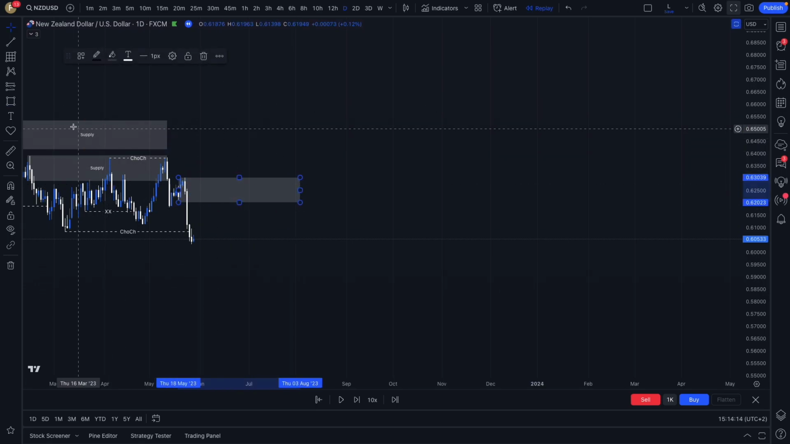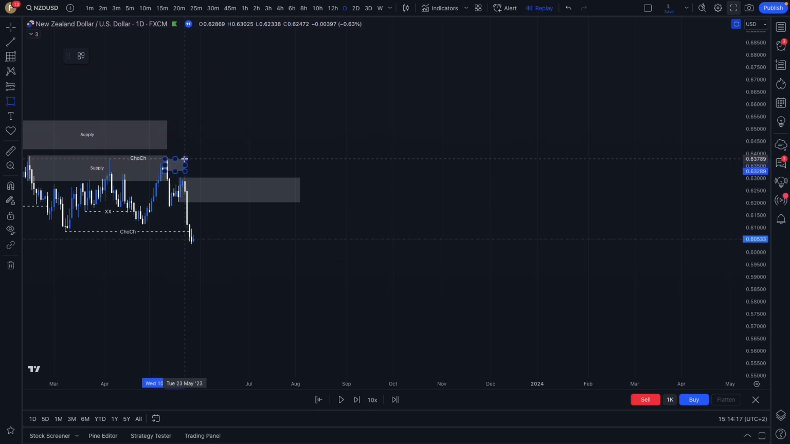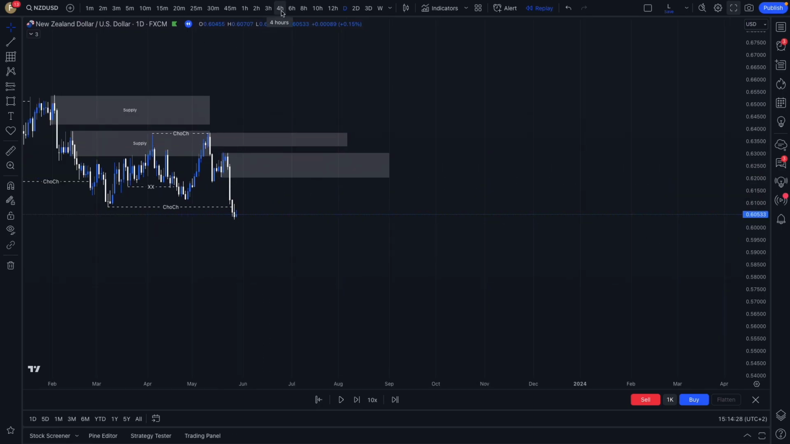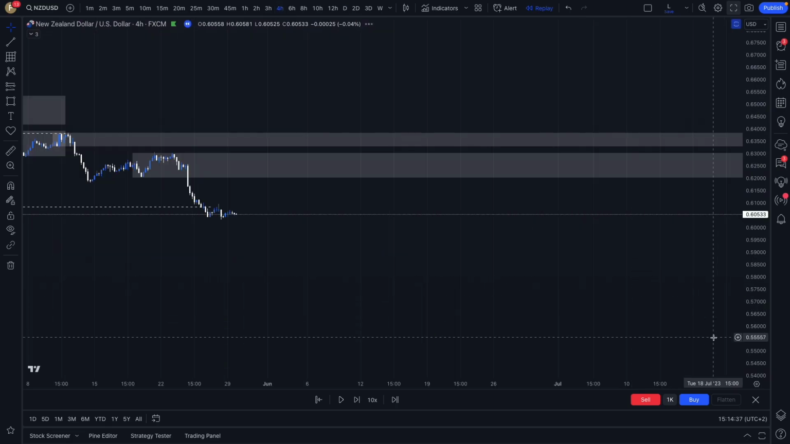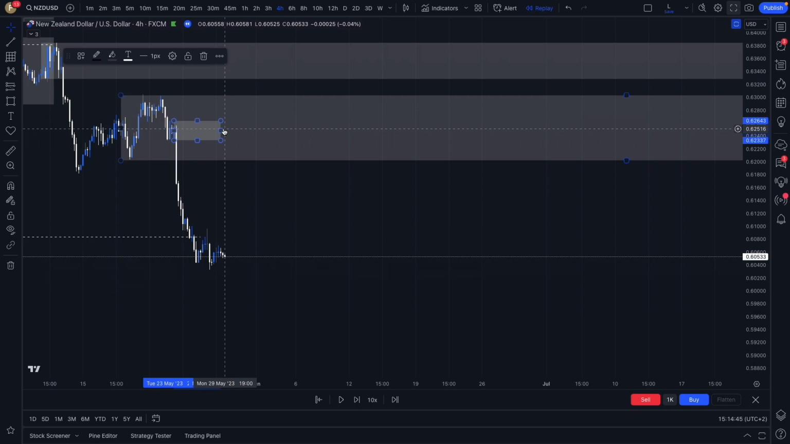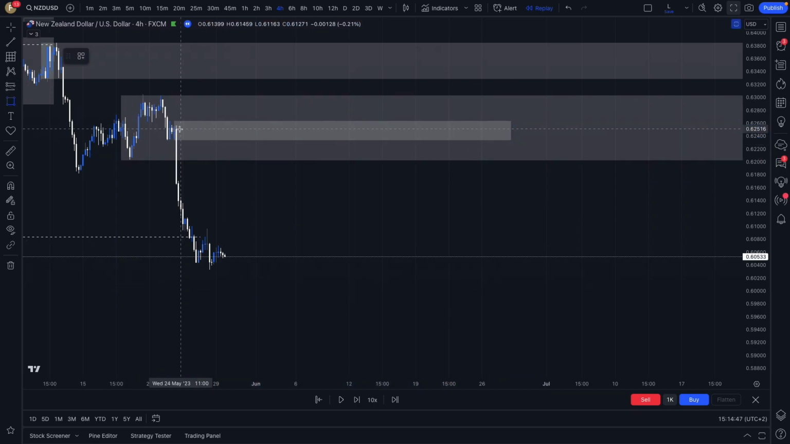We can go and look for refined zones, because there's 2 things we can do now. We can wait and anticipate for a 1 hour change of character from either one of these zones, or we can look for a refined 4 hour zone, where we then can look for a 50-minute change of character. So when we go to the 4 hour, we have this supply zone right here, and this one, and this one.